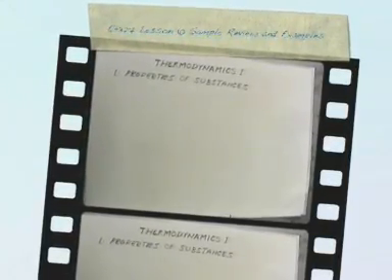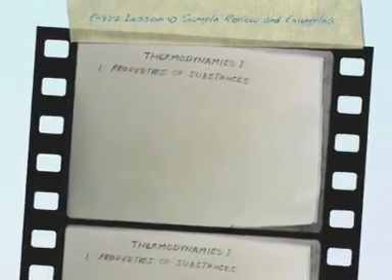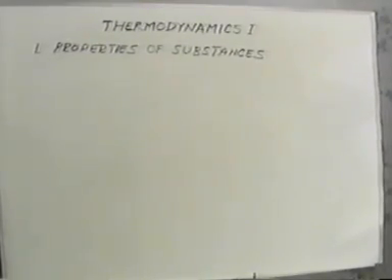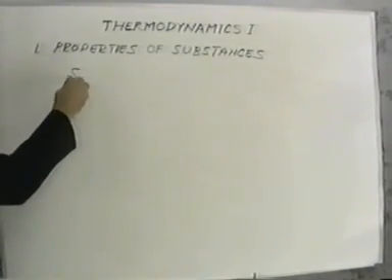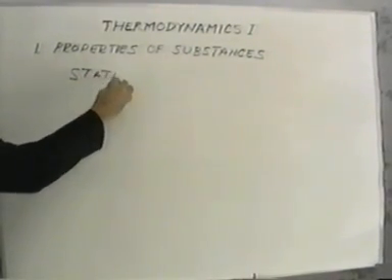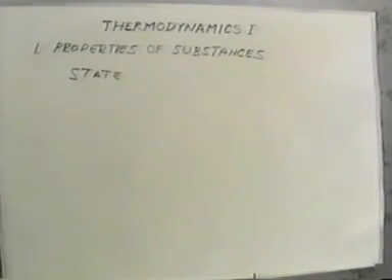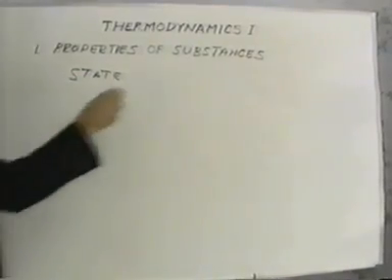In thermodynamics, we are concerned with the study of the energy of a substance. To understand the energy content of a substance, we need to study the properties of a substance. The properties of a substance can be divided into two different areas. We're going to be talking now about the thermodynamic properties of a substance. The first is the state of a substance, and the second important area would be the phase of a substance.